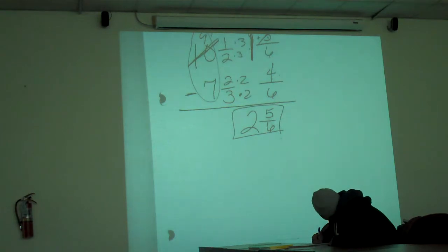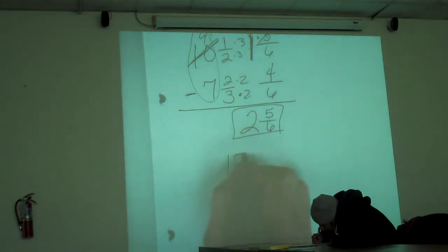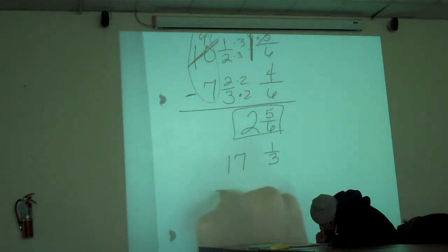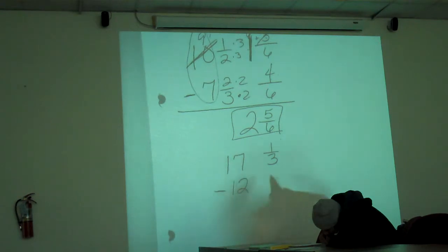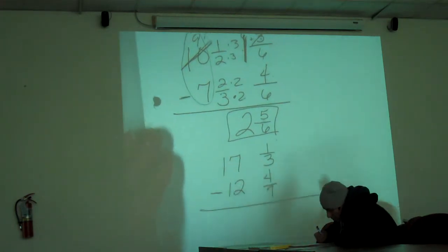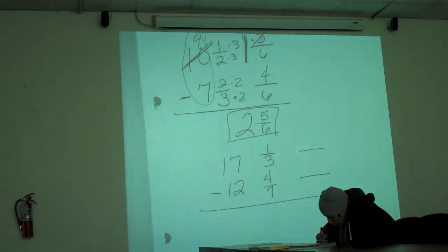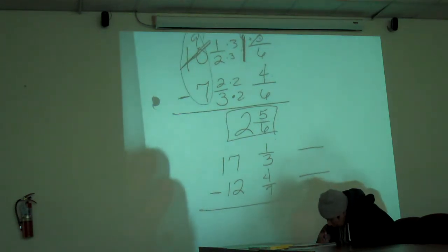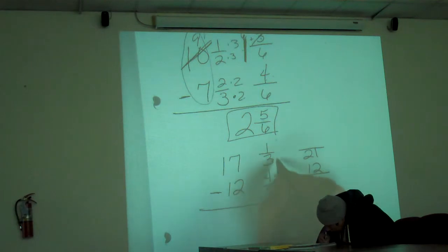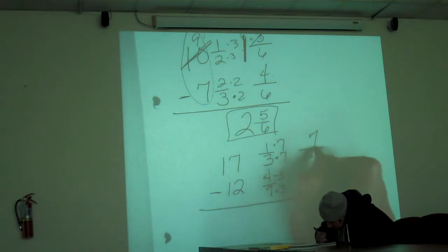Let's see. Let's do 17 1/3 minus 12 4/7. Okay, our common denominator, 7 times 3 is 21. So we times 3 on the bottom, gives us 12. We times 7 on the top, gives us 7.